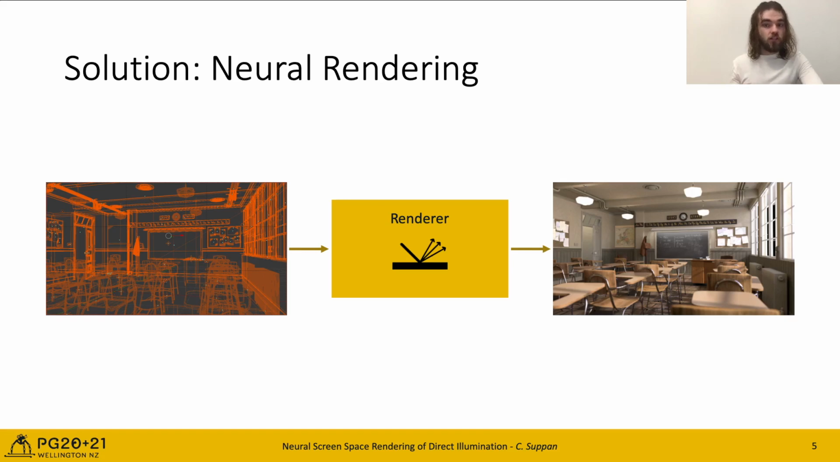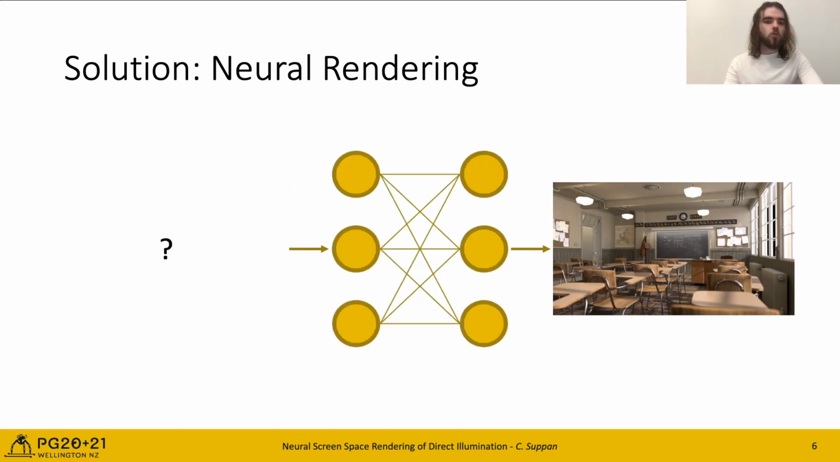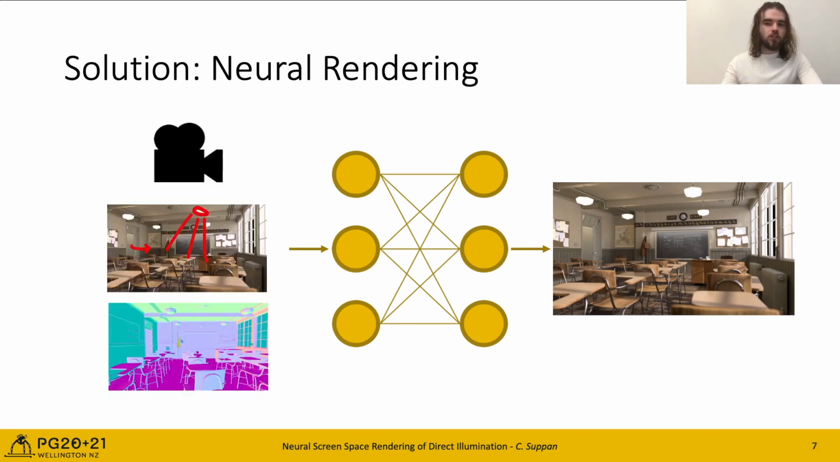A solution is neural rendering. This is exactly what it sounds like. We replace traditional renderers with neural networks. This allows us to use all sorts of less complete inputs. We can use videos, drawn annotations, and all kinds of sensor data.